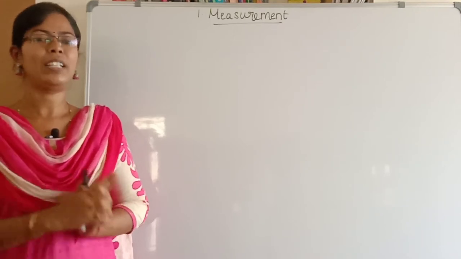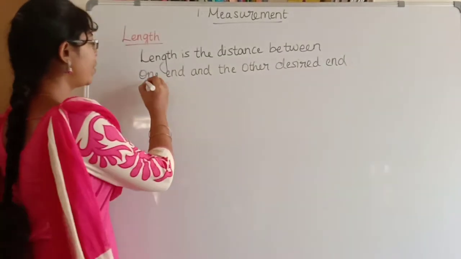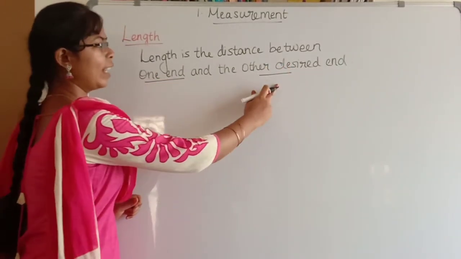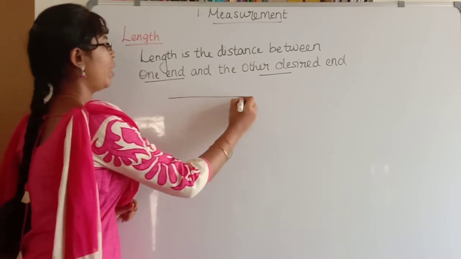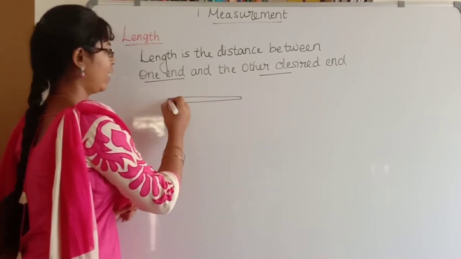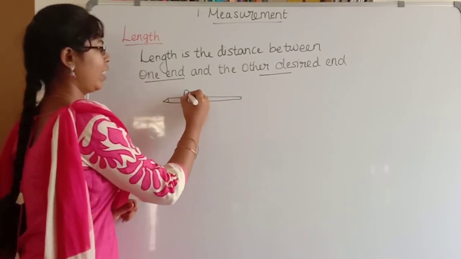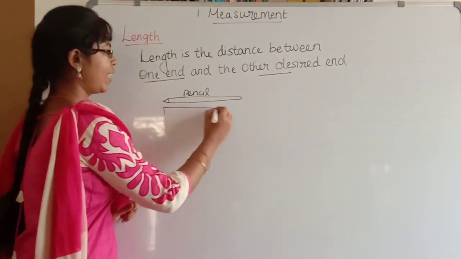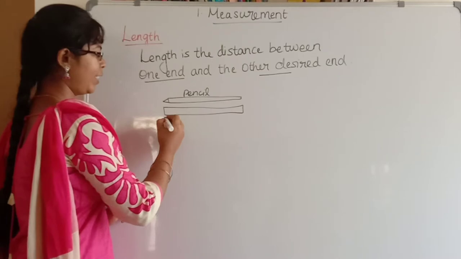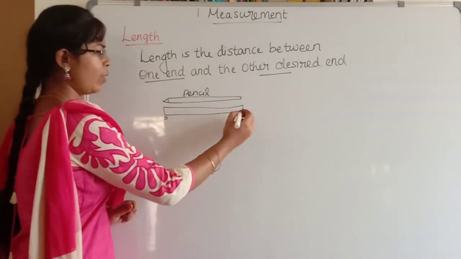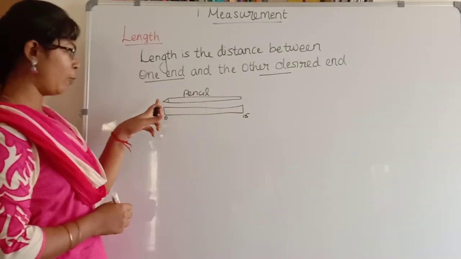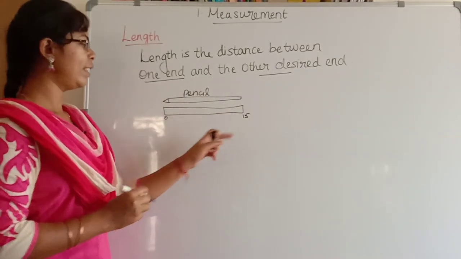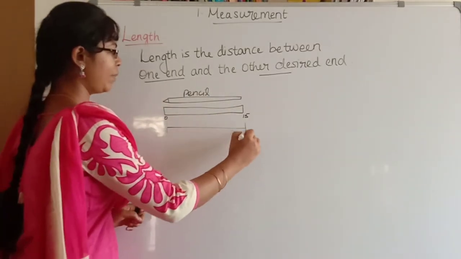Now let's see about length. Length is the distance between one end and the other end. What is this one end and other end? Now you have a pencil. You want to measure this length. So using your scale, you will measure it. It starts from 0 and ends at 15, from one end till another end. So the total length is 15 cm.